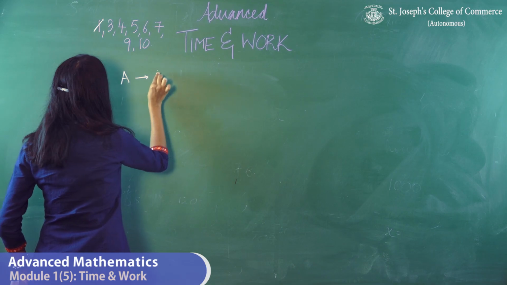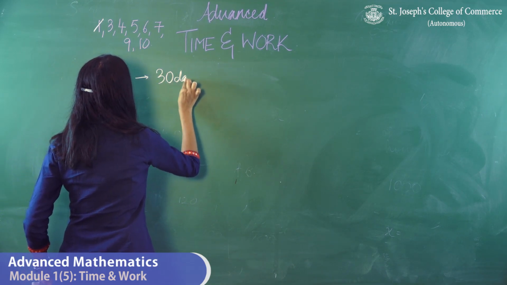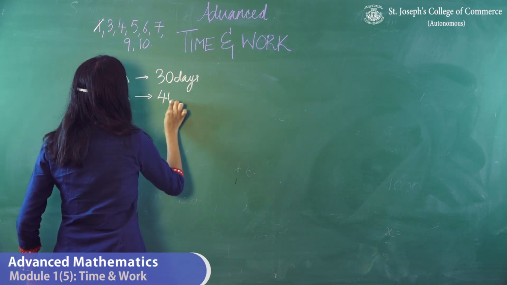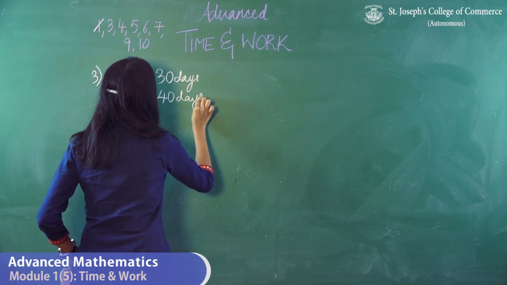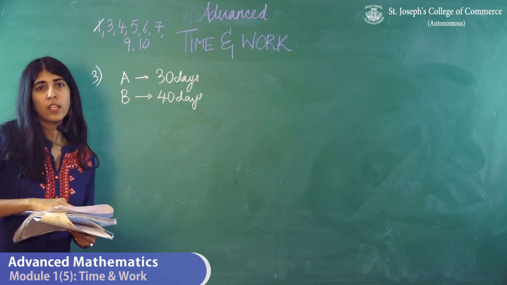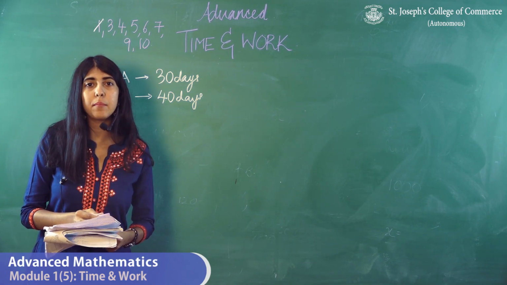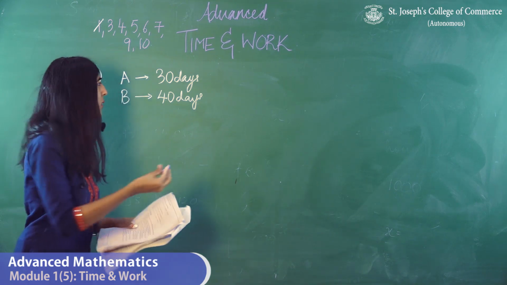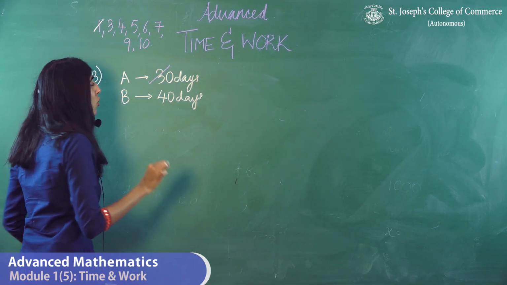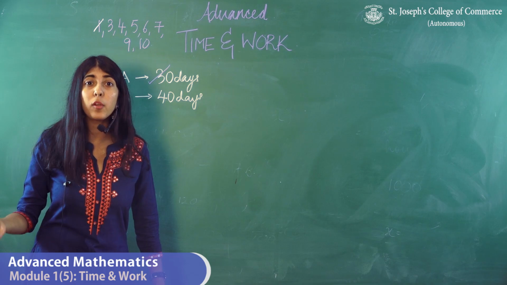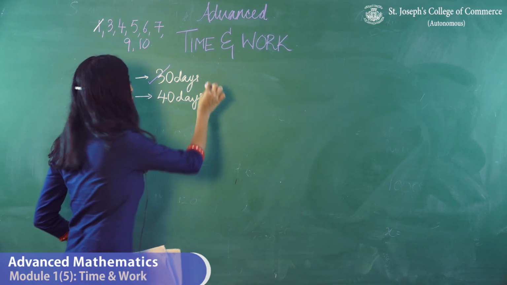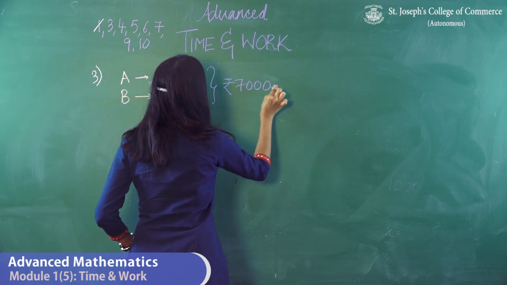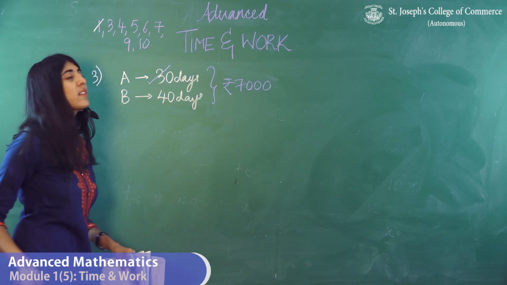A builds a wall in 30 days, while B builds the same wall in 40 days. Just by looking at this, if A is taking less time than B, 10 fewer days to build the same wall, this means that A should get paid a little more than B because he's more efficient. Totally, they are getting paid rupees 7,000. You need to find how much B is getting paid.